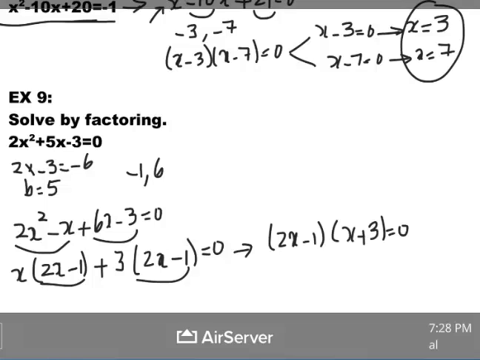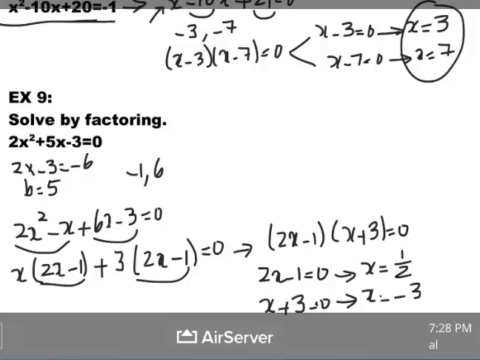Again, the product of two numbers is 0. Either one or both of them has to be 0. So 2x minus 1 is equal to 0. So this means that x is 1 over 2, or x plus 3 is equal to 0. This means that x is equal to negative 3. Again, I was able to solve the equation using factoring.